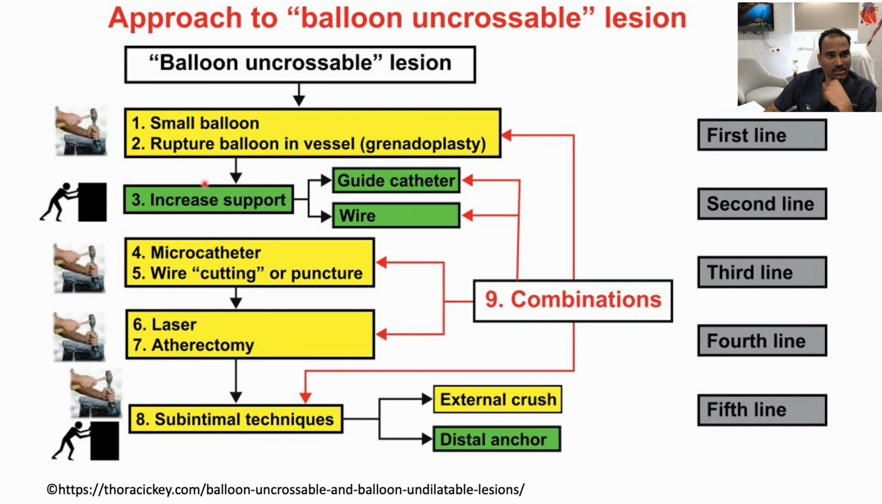If still not crossing, increase the support if support is an issue, and if still not crossing, you can use a microcatheter to spin and advance across the CTO, or you can also use a Tornus catheter to cross the CTO, and then you can use either laser or atherectomy. And if nothing is working, you can even use subintimal techniques like external crush, or with a distal anchor, and you can also use combinations of these. So with this we can try to solve the case.